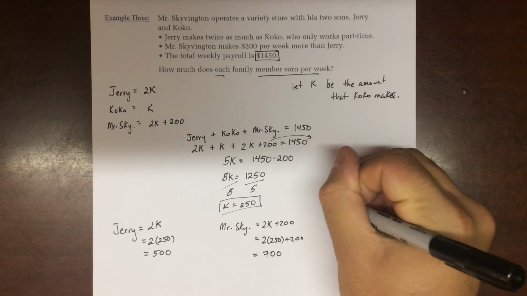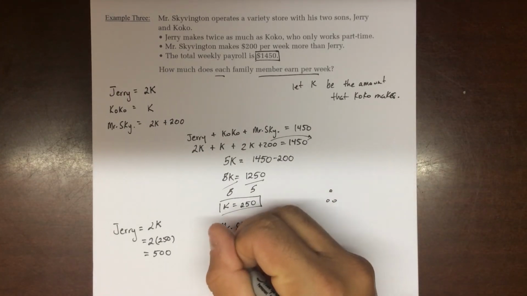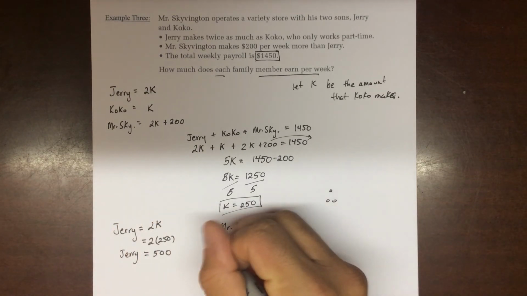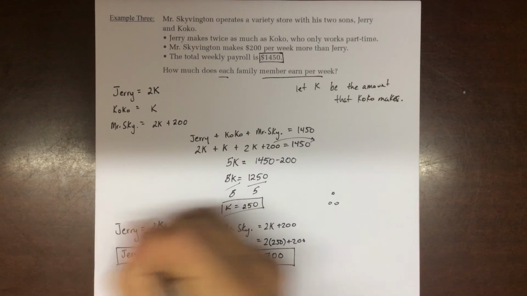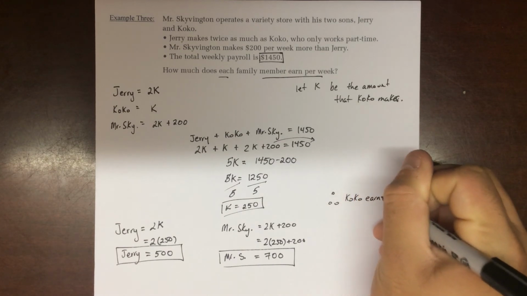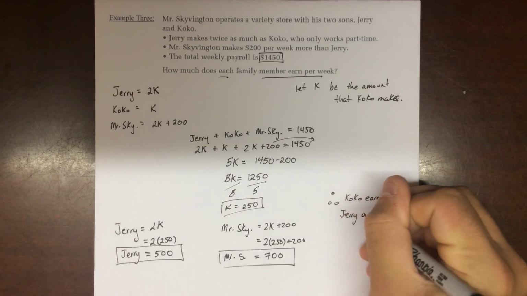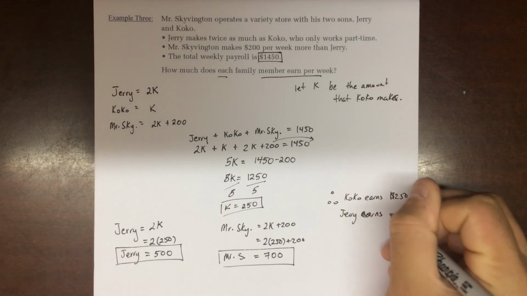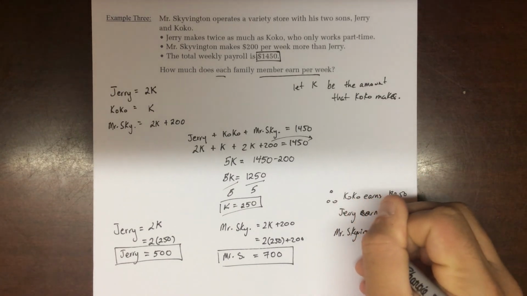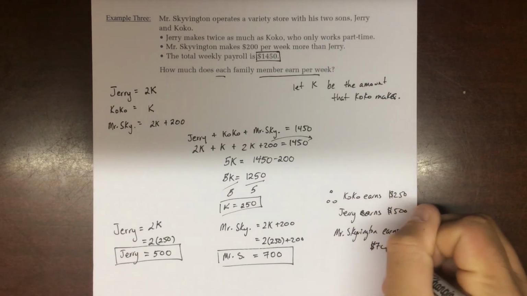And as we know, any word problem needs a therefore statement. I now have all three individuals' earnings. So I can say Coco earns $250, Jerry earns $500, and Mr. Skivington earns $700.